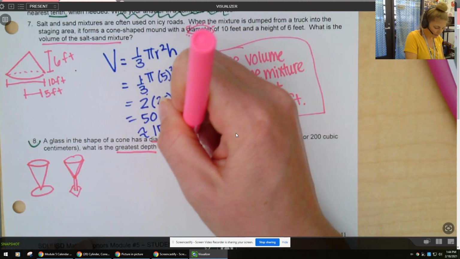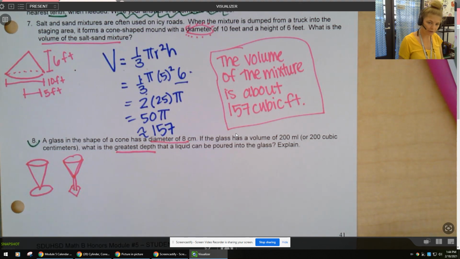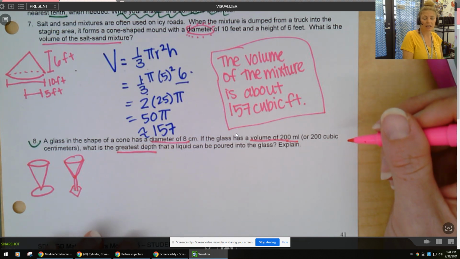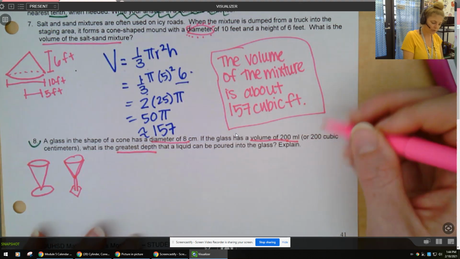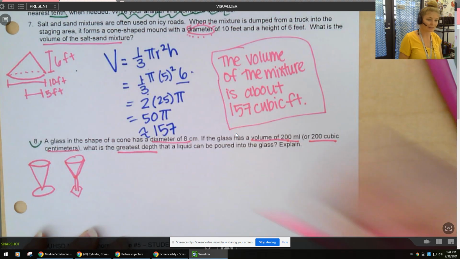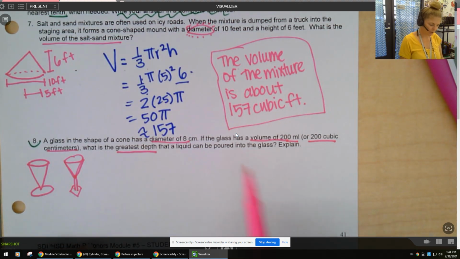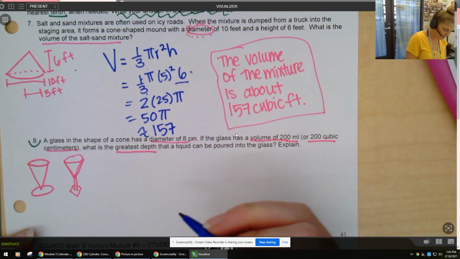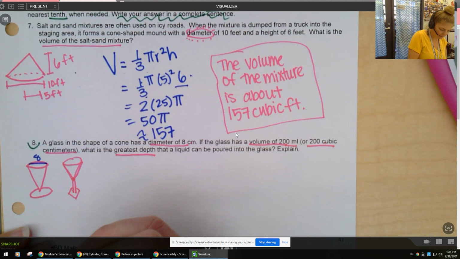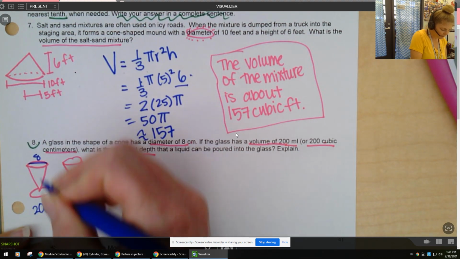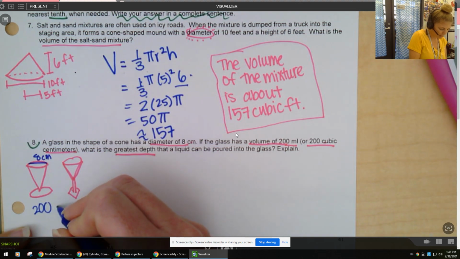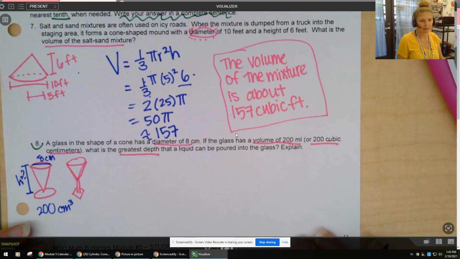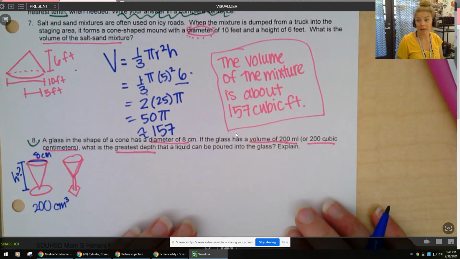And we have a diameter of 8 centimeters. Oh no, diameter monster. And the glass has a volume of 200 milliliters, and 1 cubic milliliter is equal to 1 cubic centimeter. So 200 milliliters is the same as 200 cubic centimeters, because you need to know that since our units need to match. So we want to know what's the greatest depth. So if we take a look at this, diameter is 8 centimeters. Volume is 200 cubic centimeters. And we want to know what's the greatest depth. So they are asking us for the height. Is there somewhere else we derived the height equation already?